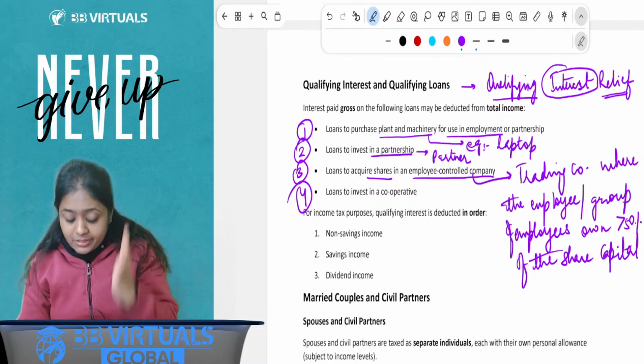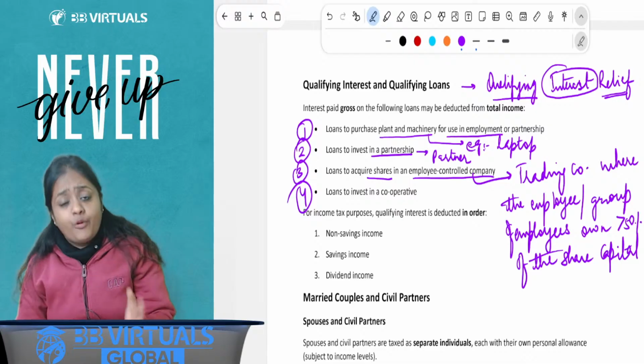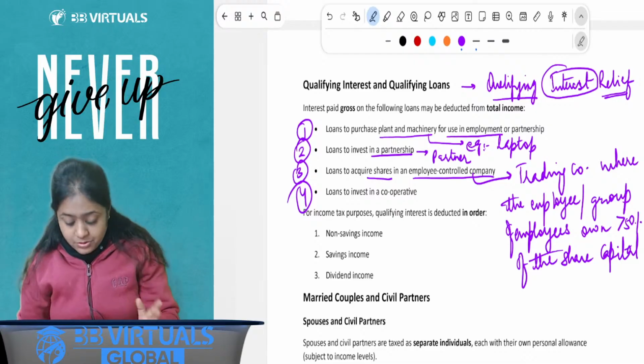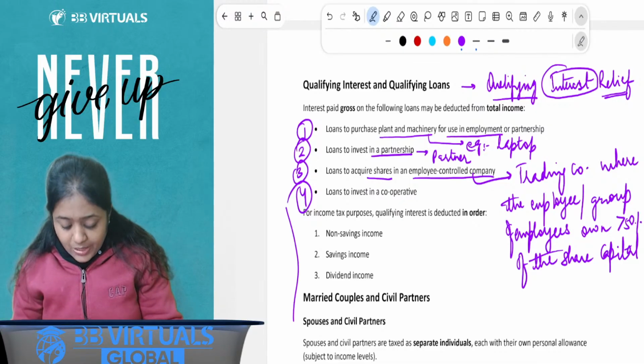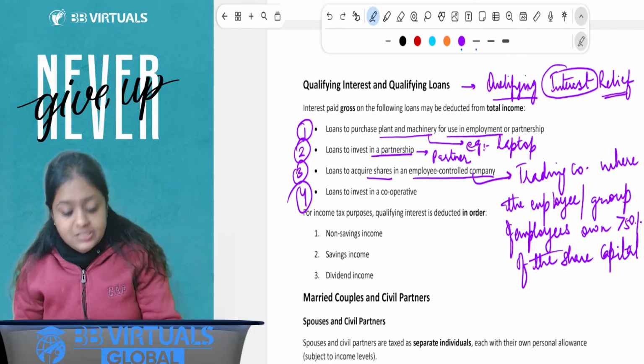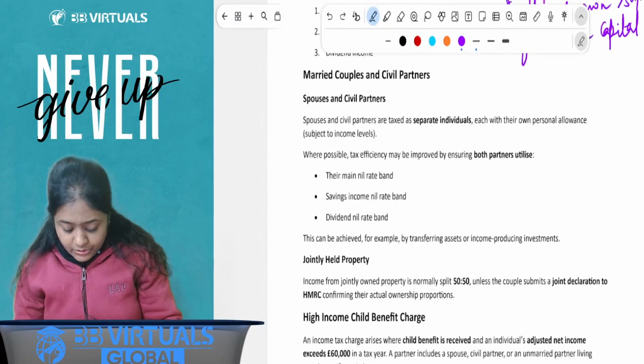Clear? Absolutely crystal clear till this point. We will have questions, don't worry, when I take these portions. Okay, yes, so we are done with qualifying interest relief as well, and now we move further.